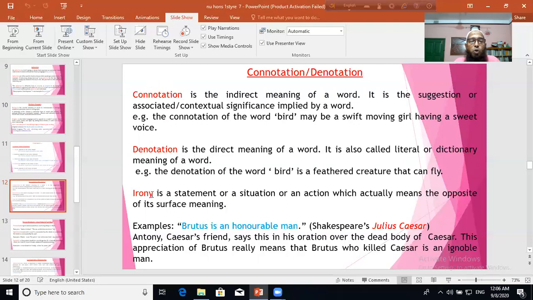Irony is another important literary term that you will find in most writings. Irony is a statement or a situation or an action which actually means the opposite of its surface meaning.